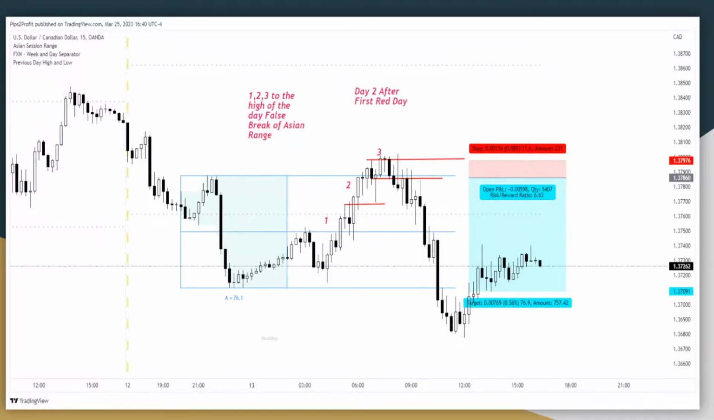First red day setup. How would you have traded using Asian gold? All right, so we want to see some live stuff. Cool. Let's get into it.